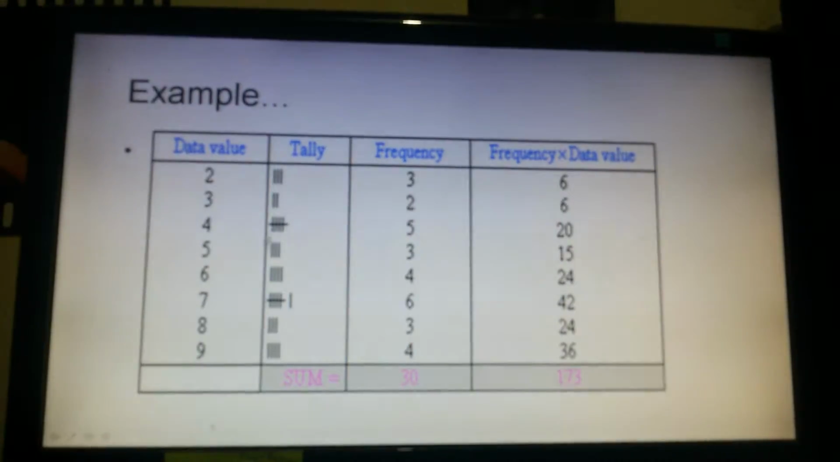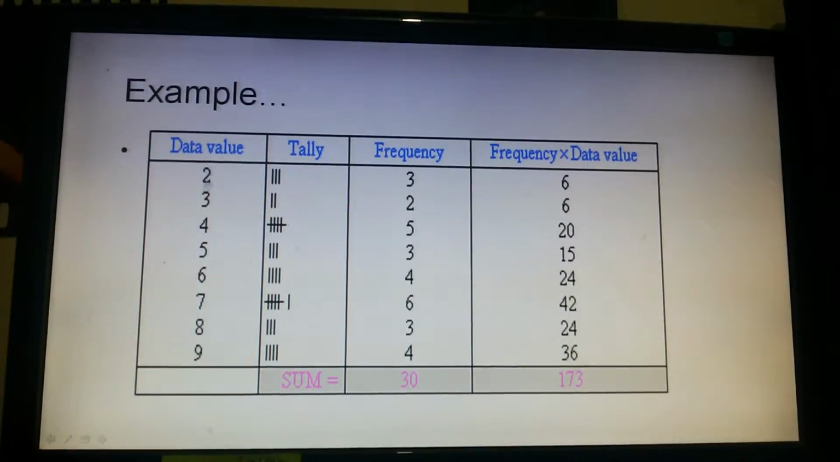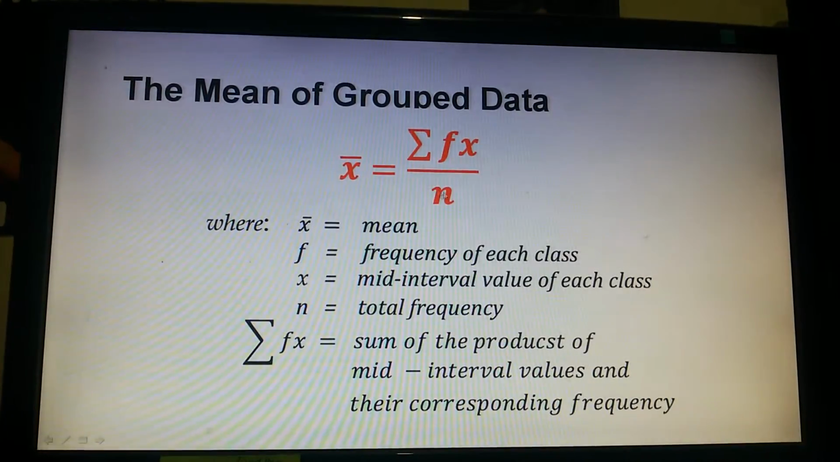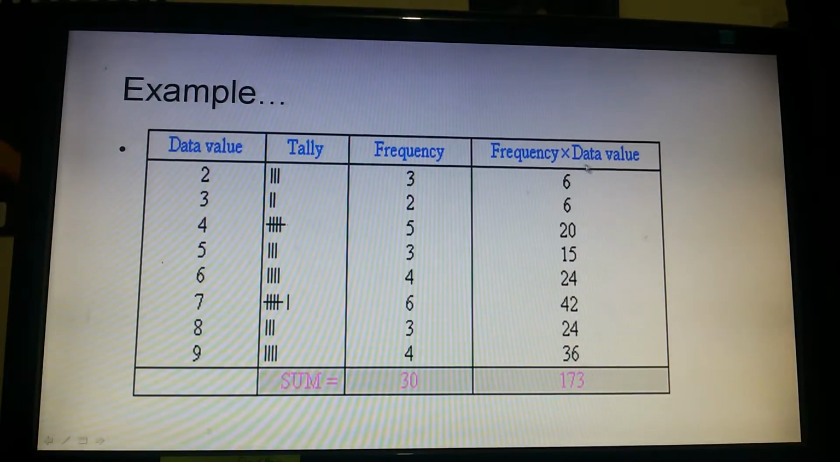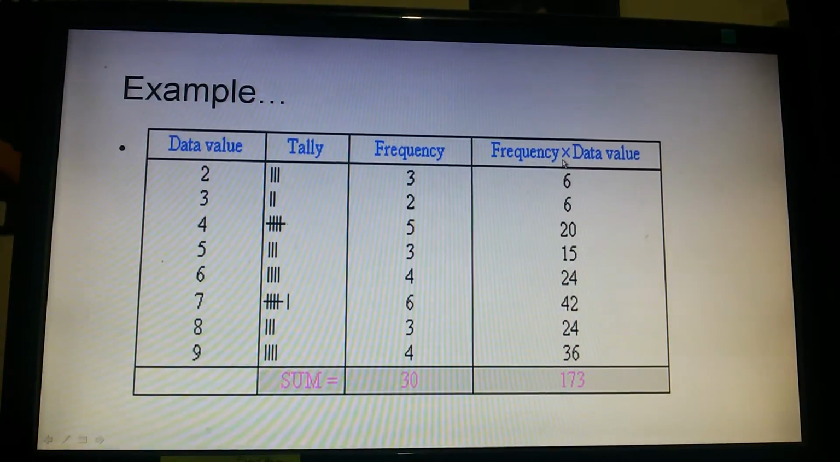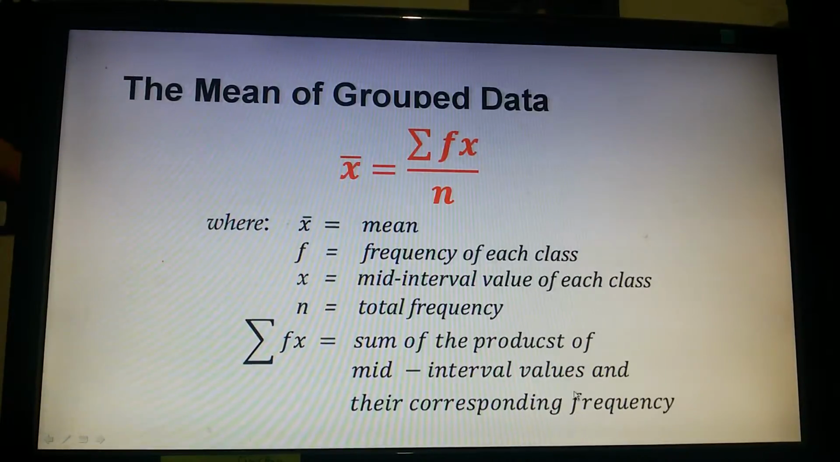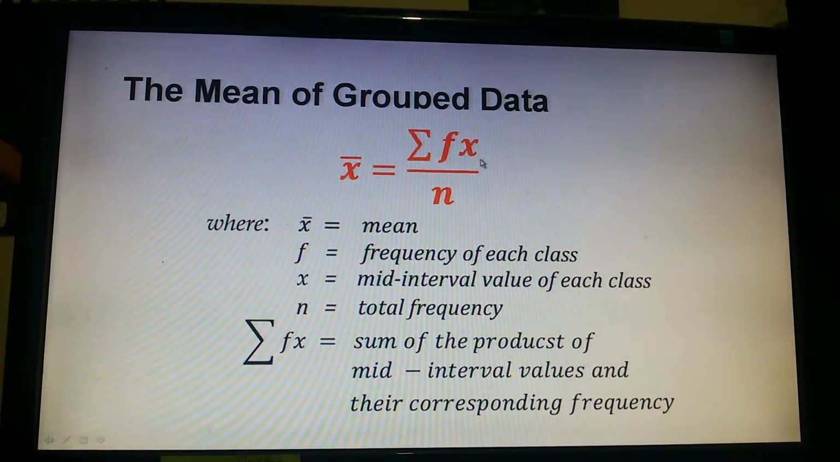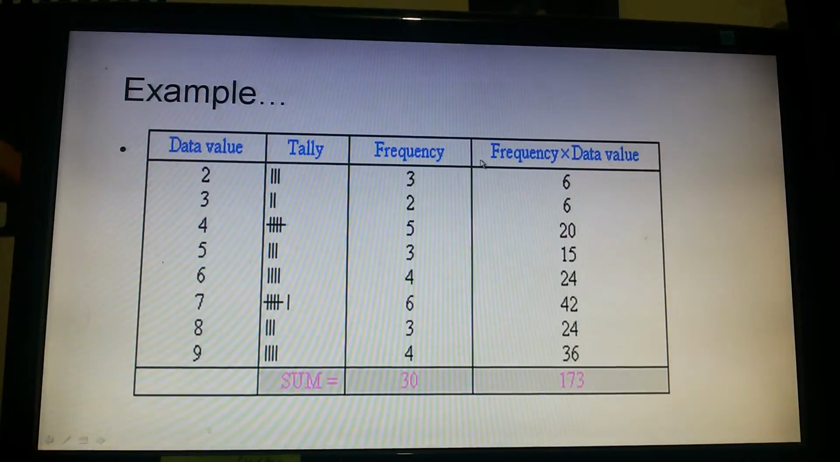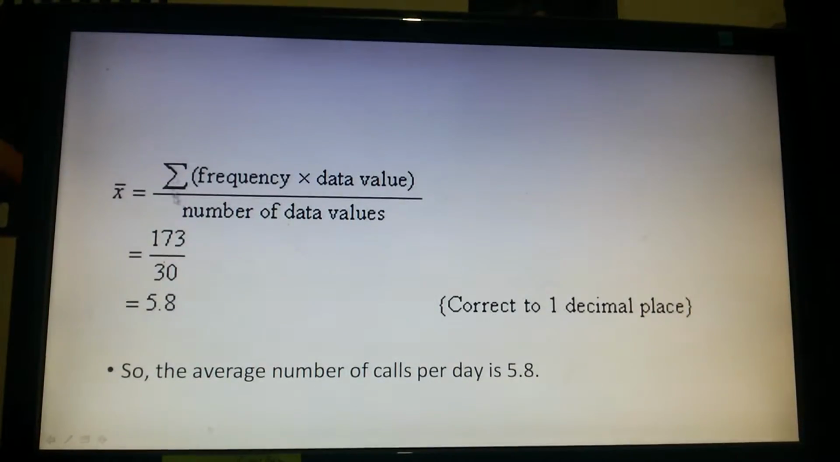Oh, sorry, I do have the chart. So here we have the data value and tally, which soon will become our frequency. So sum up the frequency, it's this, and frequency times data values, this is fx. So sum it up, that's 173. It's the summation of fx, or the sum of all fx values in here. So this is what we will get, 173 over 30, that's 5.8, correct to 1 decimal place. And the average number of calls per day is 5.8.